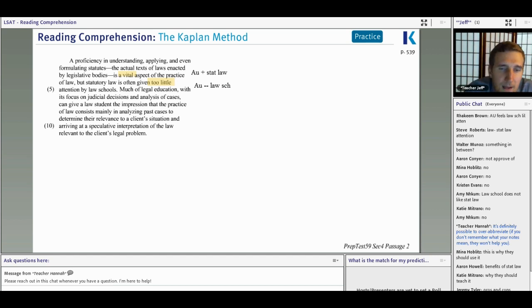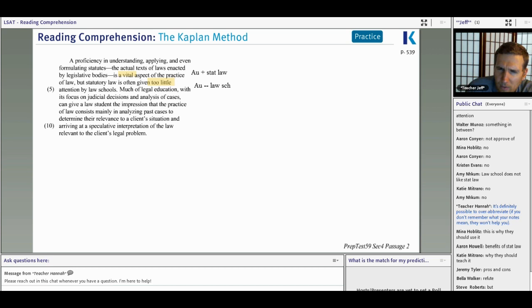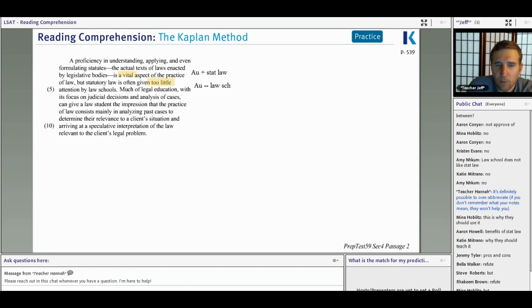Aaron, exactly right. Jeremy, some pros of statutory law. Perhaps the author could give us some cons of statutory law. Maybe after giving those cons, what do you think the author would do? If the author said, you know, while it's true that there's this negative about statutory law, what do you think the author would then do with it? The author would then refute it, right?